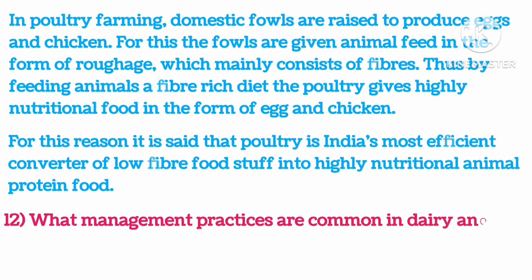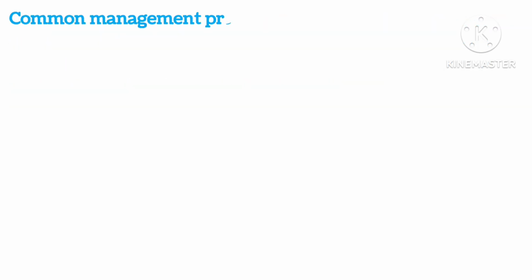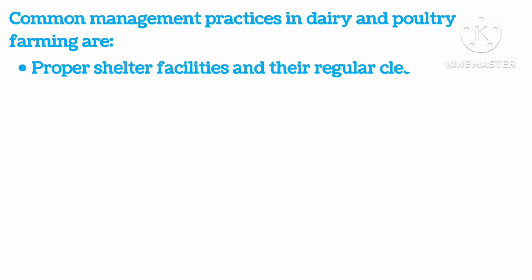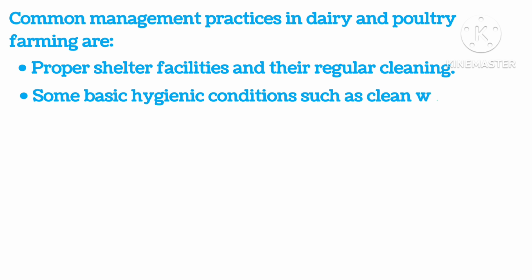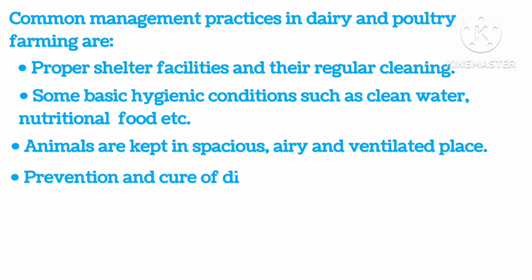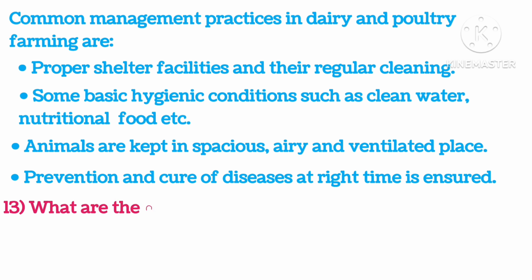What management practices are common in dairy and poultry farming? Common management practices in dairy and poultry farming are proper shelter facilities and their regular cleaning, some basic hygiene conditions like clean water, nutritional food, etc. Animals are kept in spacious, airy and ventilated space. Prevention and cure of diseases at the right time is ensured.